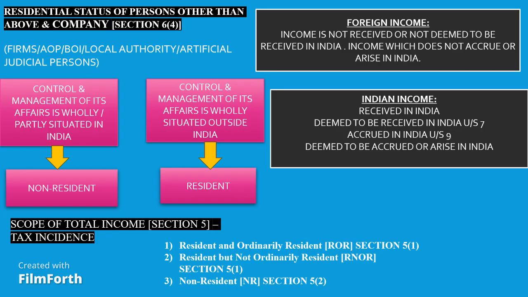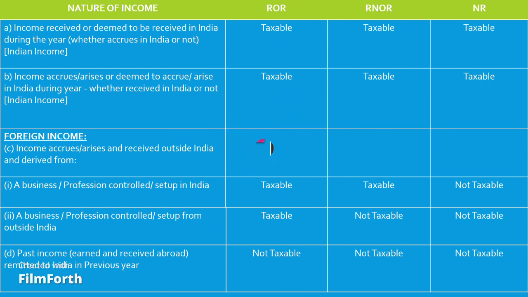Section 5. Scope of total income. Section 5 provides the scope of total income in terms of the residential status of the assessee because the incidence of tax on any person depends upon his residential status. The scope of total income of an assessee depends upon the following three important considerations: the residential status of the assessee, the place of accrual or receipt of income, whether actual or deemed, and the point of time at which the income had accrued to or was received by or on behalf of the assessee.